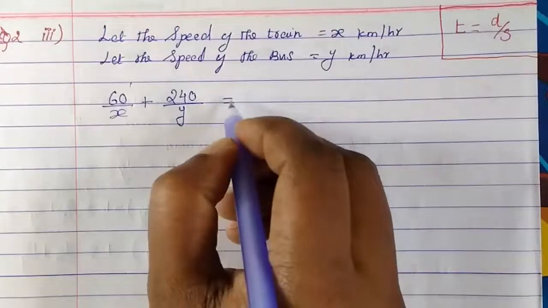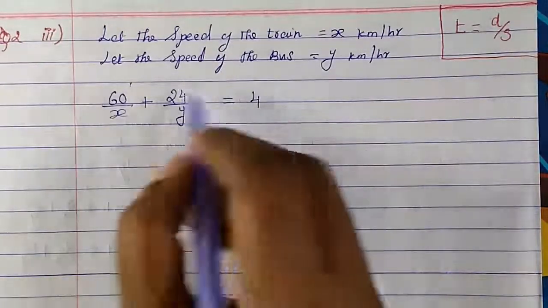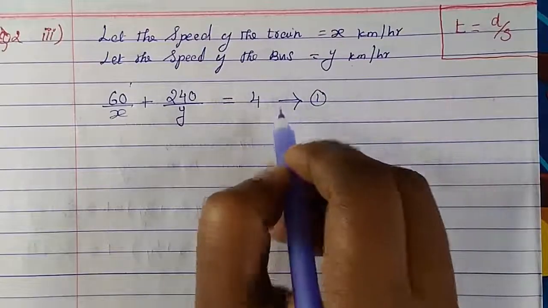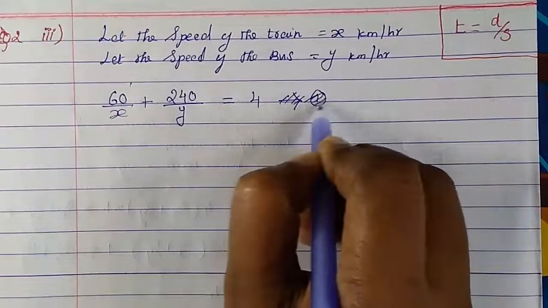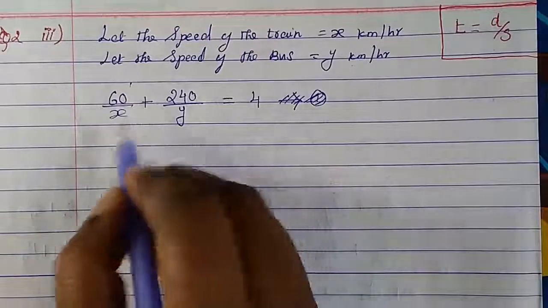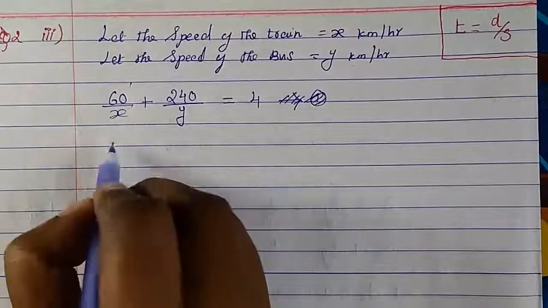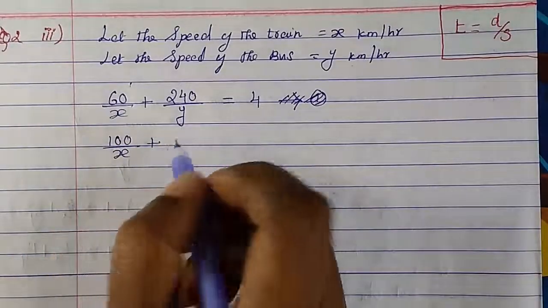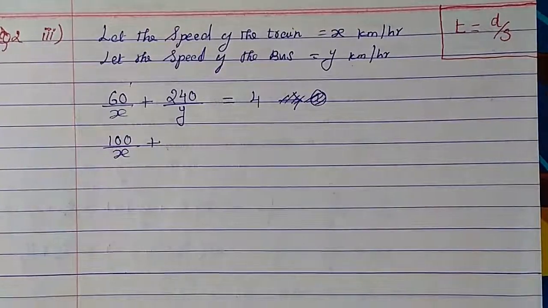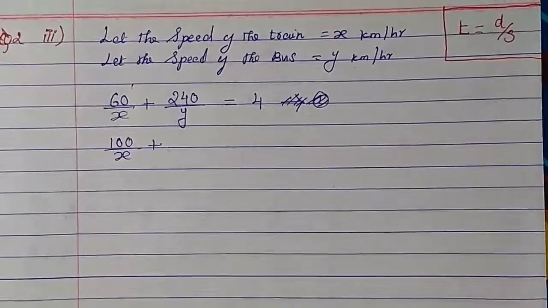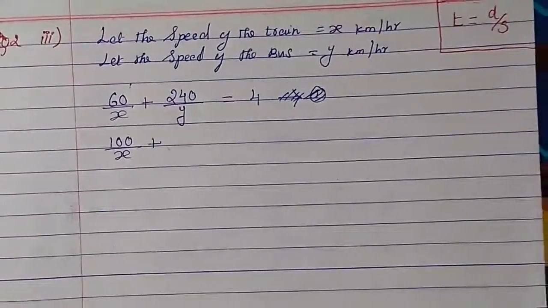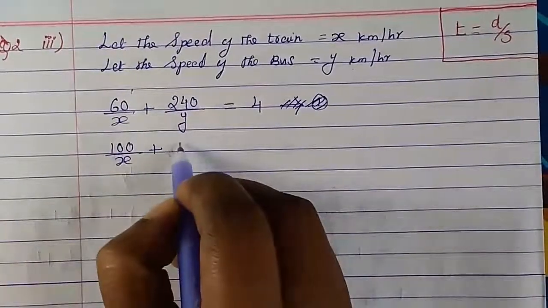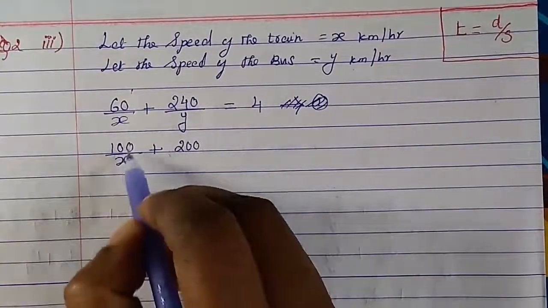So together she takes 4 hours. That is one equation, but you don't need to give it a name; we'll simplify first. So next condition: she travels 100 kilometer by train and the remaining kilometer by bus. So the remaining kilometer will be 200, because 100 is gone for the train.